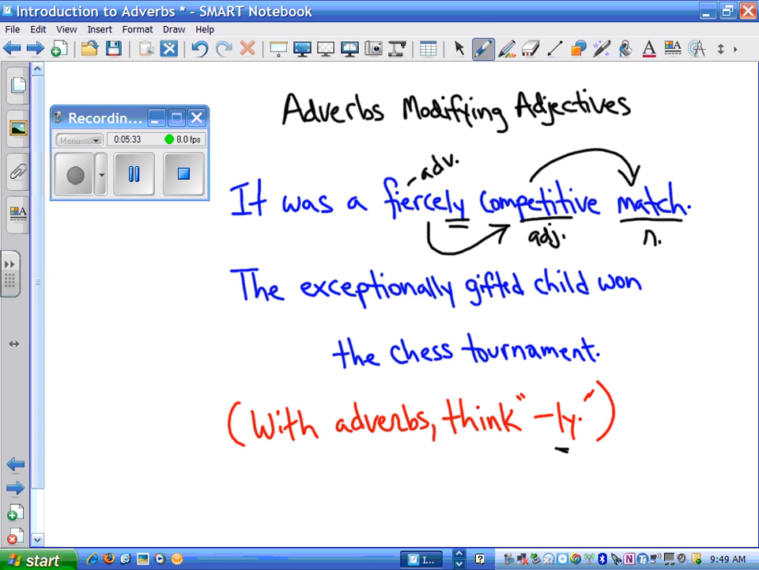We'll see something similar in our next example sentence. The exceptionally gifted child won the chess tournament. Let's think about our noun phrase. I'm going to bracket it. We're going to call this our noun phrase. The noun phrase is the noun plus all the words we can associate with that noun. In this case, of course, you've seen it already, child is the noun. Right? And all those words that come before it go along with it. So thus, we have our noun phrase.